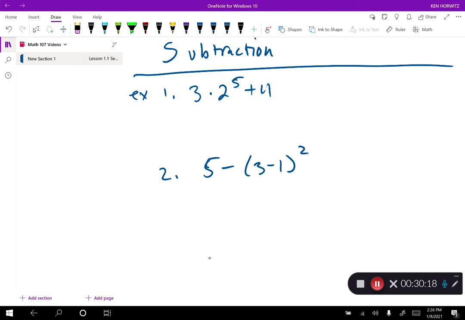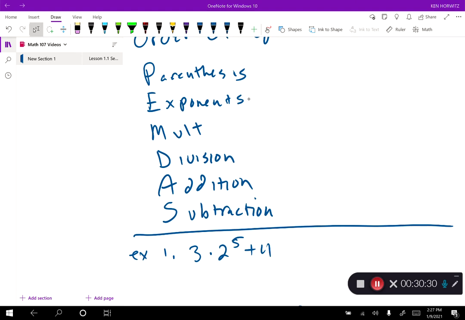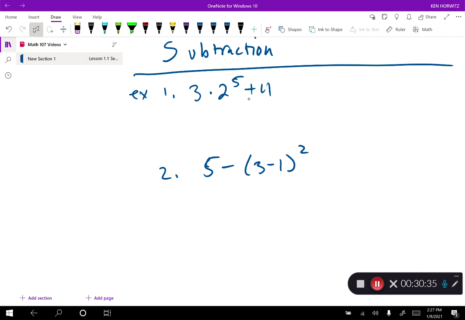All right, so if we're looking at this, I've got a multiplication, I've got an exponent, and I've got an addition in the first one. So according to my order of operations, my exponents come first. So 2 to the 5th is how much? 2 times 2 is 4. 2 to the 3rd is 8. 2 to the 4th is 16. And 2 to the 5th is 32, right? So that's 2 times 2 is 4, times 2 is 8, 16, 32.